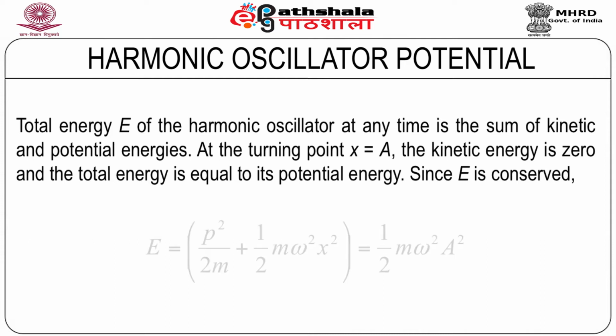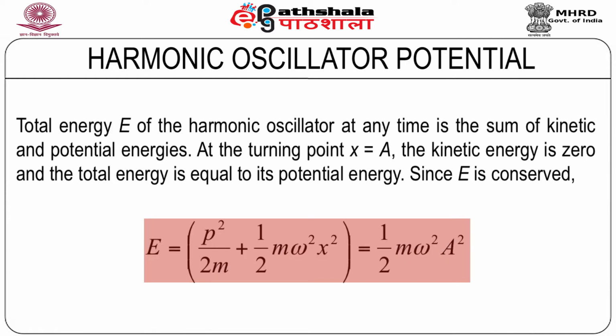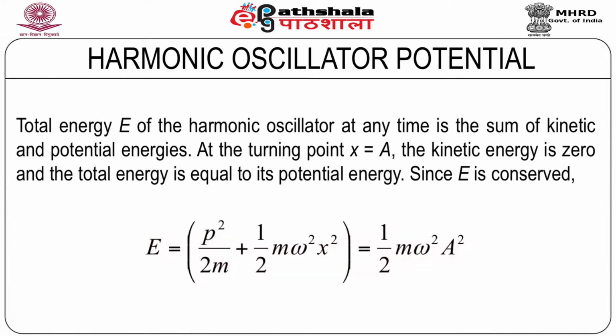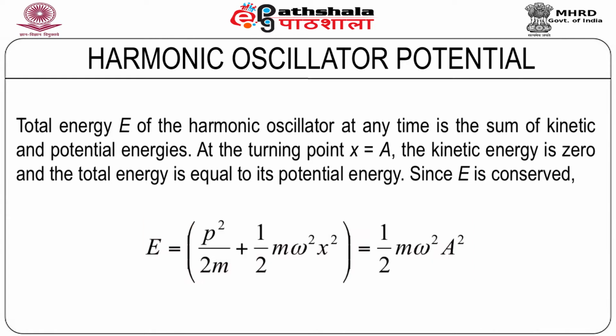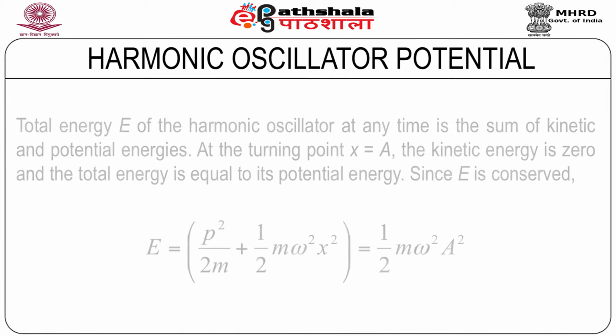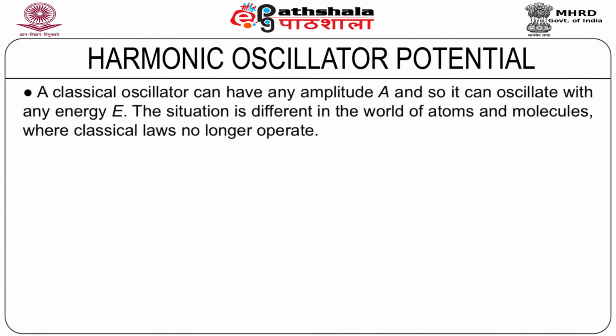Since the total energy is conserved, p squared upon 2m plus half m omega squared x squared, that is the kinetic and potential energies, the sum of the two, is equal to the potential energy when the bob is at the end of its vibration. Then the displacement is equal to the maximum displacement, which is the amplitude. So this can be equated to half m omega squared a squared. Now a classical oscillator can have any amplitude a, and so it can oscillate with any energy E.